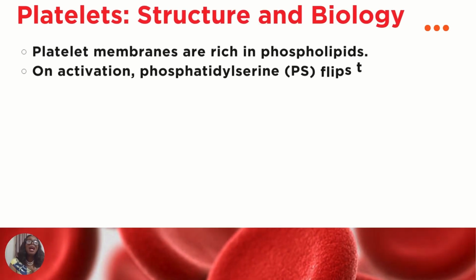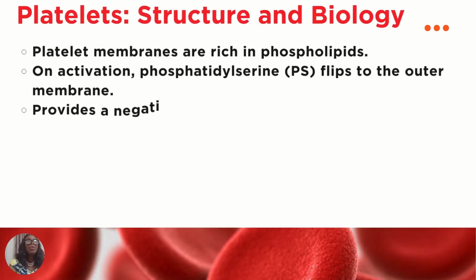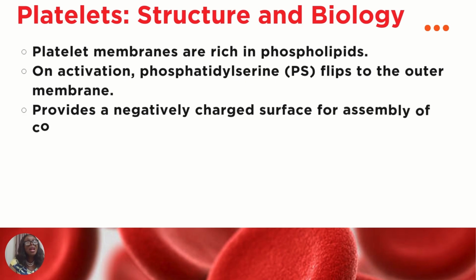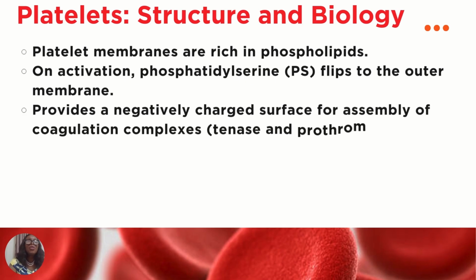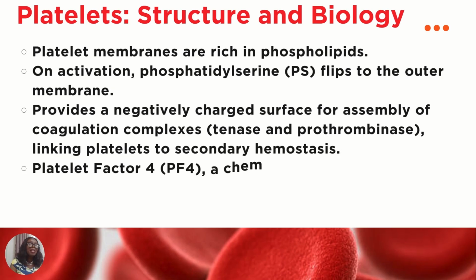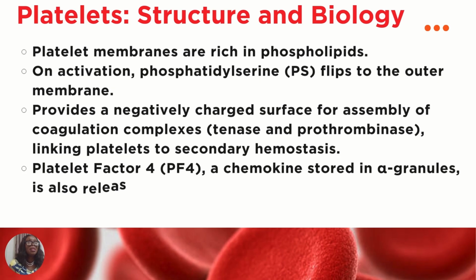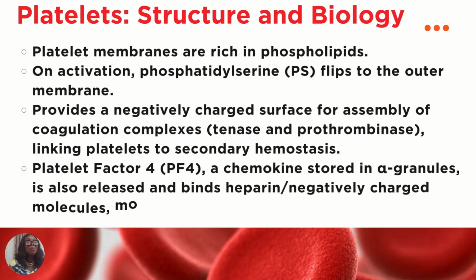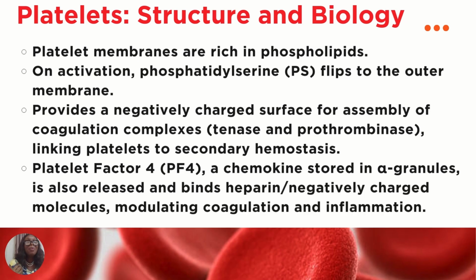Platelet membranes are rich in phospholipid. On activation, phospholipids like phosphatidylserine flip to the outer membrane, providing a larger surface for the coagulation cascade to take place. We have platelet factor 4, a chemokine that is stored in alpha granules and is released and binds heparin or negatively charged molecules, modulating coagulation and inflammation.